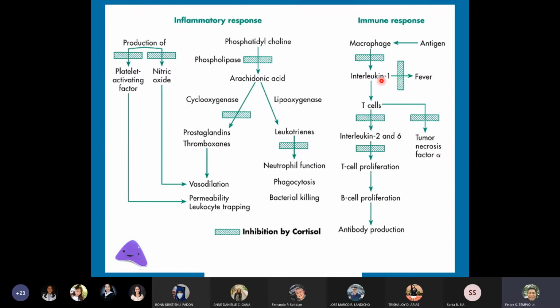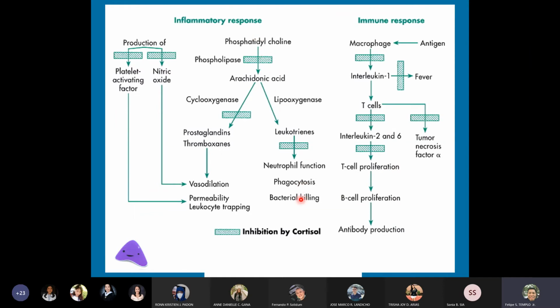It blocks your interleukin 1, which in turn blocks your interleukin 2 and 6. So these are necessary for your T cell proliferation and B cell proliferation. So in effect, it will block your antibody productions, as well as this in biochemistry.